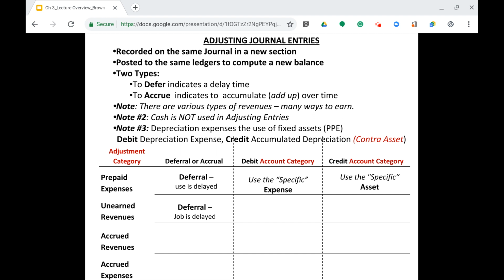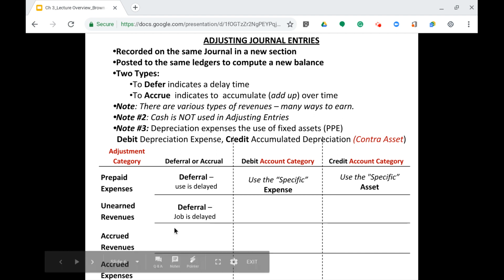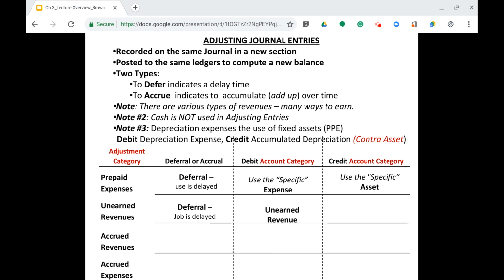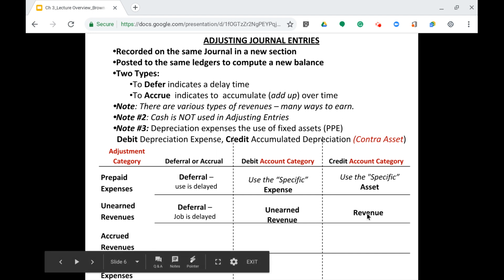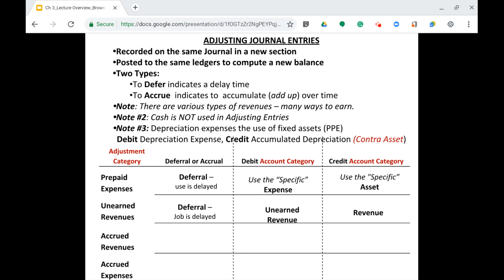Once you earn the money, because remember the job is delayed, once you actually complete the job, you've earned some of this money that's sitting here. So now you can make an adjusting entry to show that you earned some of your revenue. How so? Well, you increase revenue with a credit, and you decrease the liability, unearned revenue, because remember the liability is that you owe them the job, you owe them the service, you owe them the product, like a magazine subscription. So study more on this, because you will see this more and more, and you need to be able to unpack that.